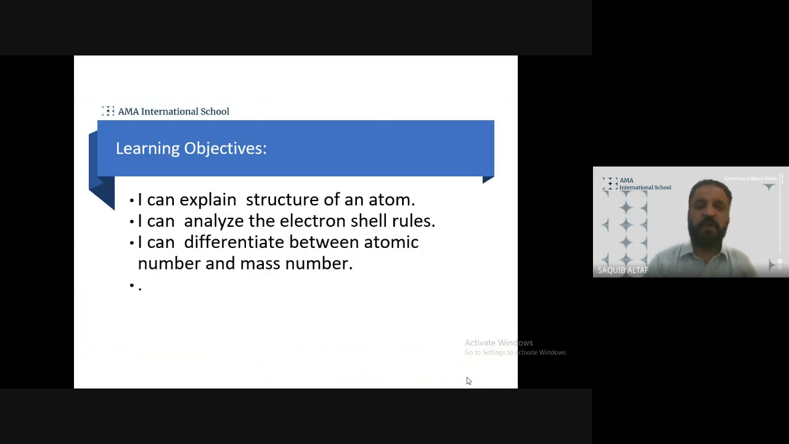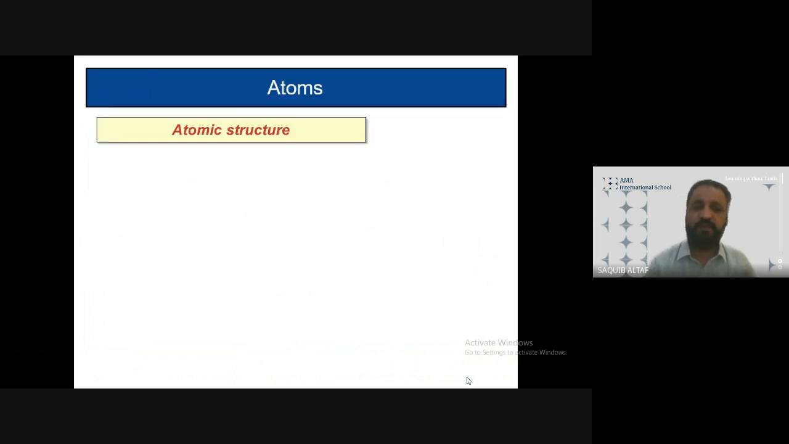So today we are going to discuss the structure of the atom. This chapter is linked with chemistry, okay? So let's start. First of all, what is an atom? As you know, the atom is the smallest particle, okay? And before this you have studied that the atom is the smallest particle that is indivisible.